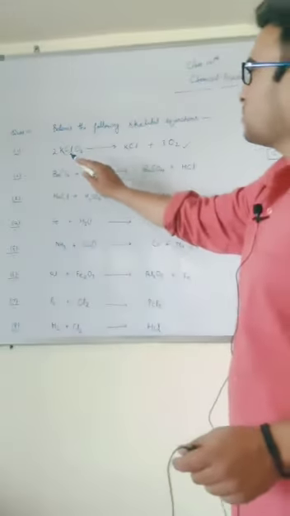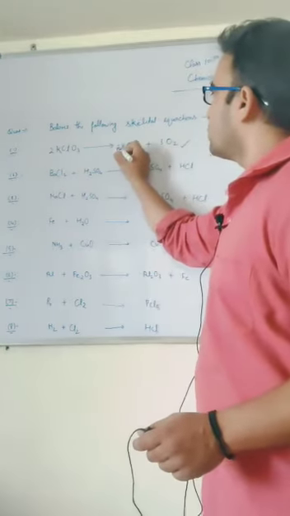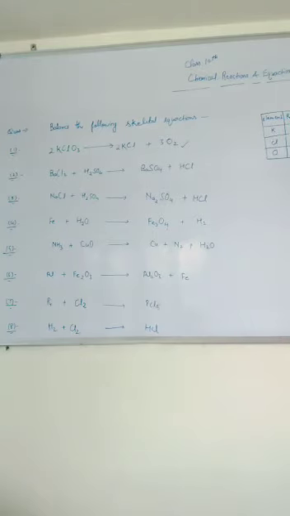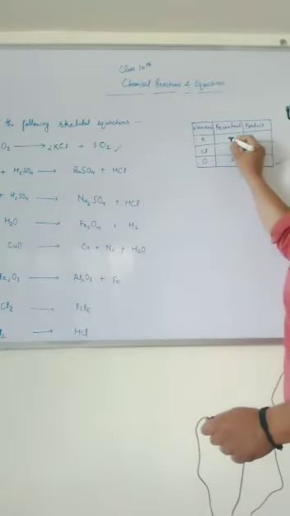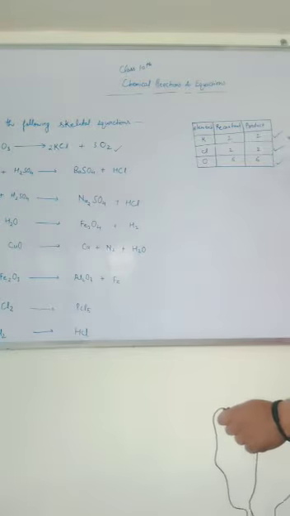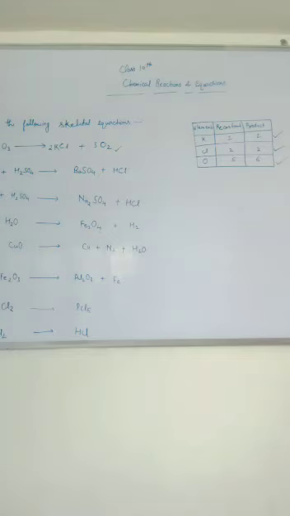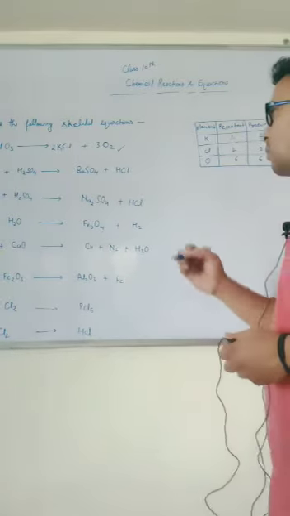Now potassium has 2 atoms and chlorine has 2 atoms, so we have to multiply it by 2 also. Now the total number of atoms of potassium and chlorine is 2. In this way, the equation is balanced. So the equation is like this: 2 KClO3 gives 2 KCl plus 3 O2.